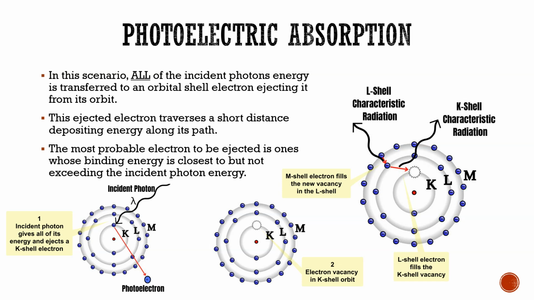So what happens here is that we have two electron transitions, once again from the L to the K shell, and then from the M shell to the L shell. And whenever there's an electron transition, there's an emission of X-ray photons. So these are called characteristic X-rays. And the energy associated with these characteristic X-rays comes from the difference between the binding energy of the shells that they transition between.